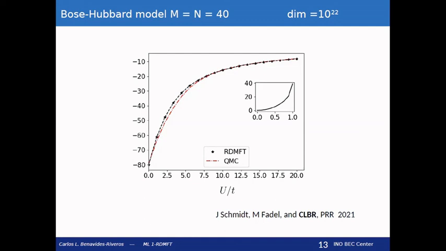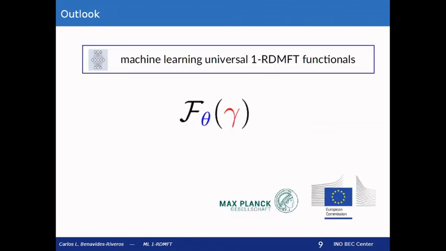So as an outlook of this work, I really think that we should consider machine learning as a way to produce universal functionals, not only for the case of bosons, but also obviously for the case of fermions. And I also think that in general, this could be a tool that can help us to develop functionals, or at least to perform the minimizations in general when we have good or approximate functionals.